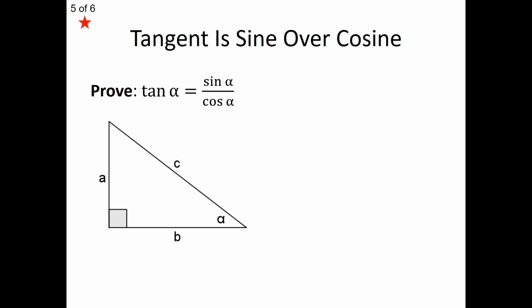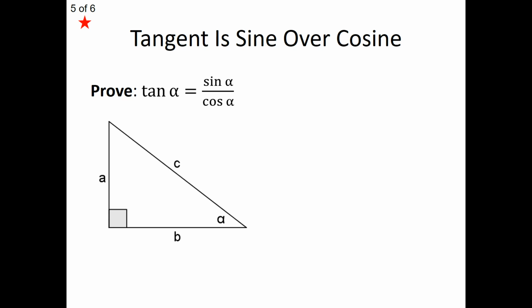One thing that we can prove is that the tangent of a given angle, so tangent of alpha, is actually equal to the sine of alpha divided by the cosine of alpha. Now, I'm going to let you prove this one on your own, but I am going to give you a little bit of advice to begin with.